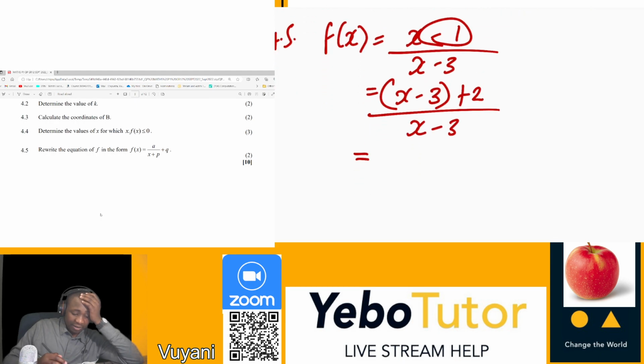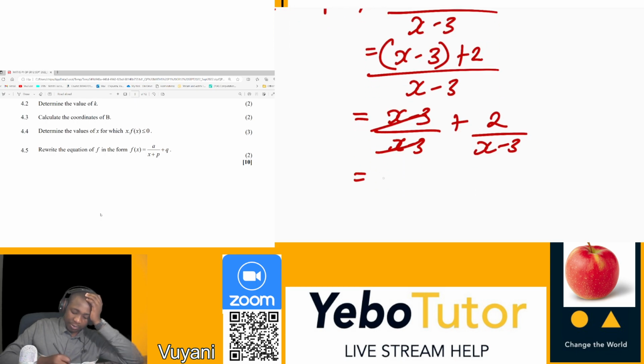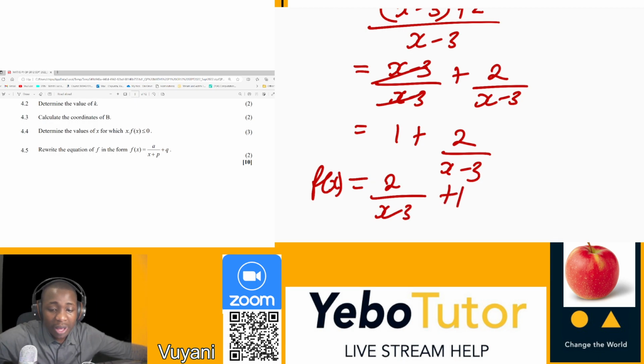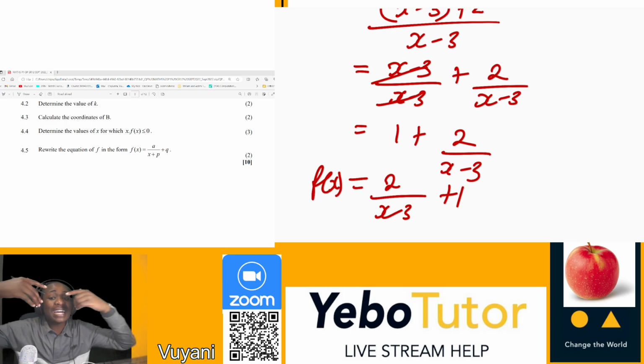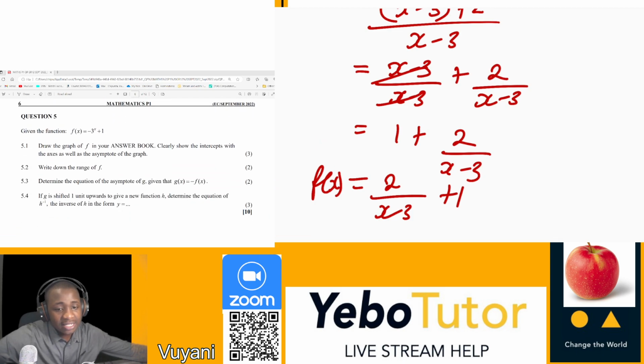So now we can divide everything through so that we can get a proper answer. We can say (x minus 3) divided by (x minus 3) plus 2 divided by (x minus 3). Then this is just 1, so we have 1 plus 2 over (x minus 3). But we should write it the way they've given us. So f of x will be equal to 2 over (x minus 3) plus 1. Then bingo, we are good to go. We were able to rewrite this in the format they wanted. We are really happy with the way we have answered the question. Maths is nice, nice, nice. Tell your friend that maths is nice.